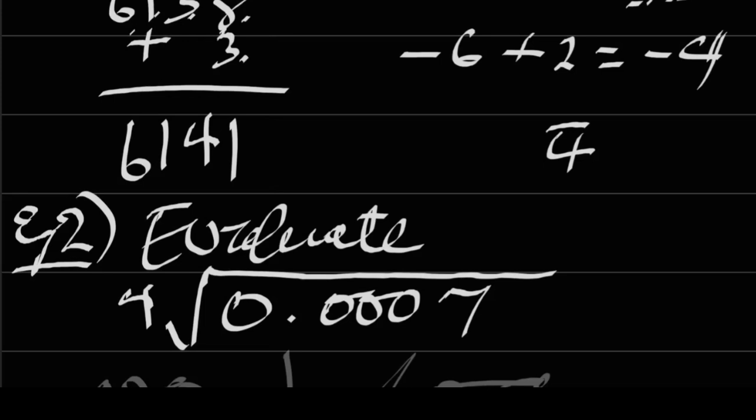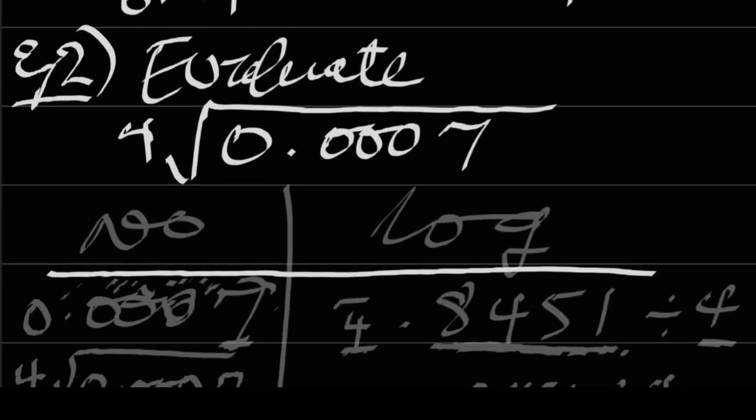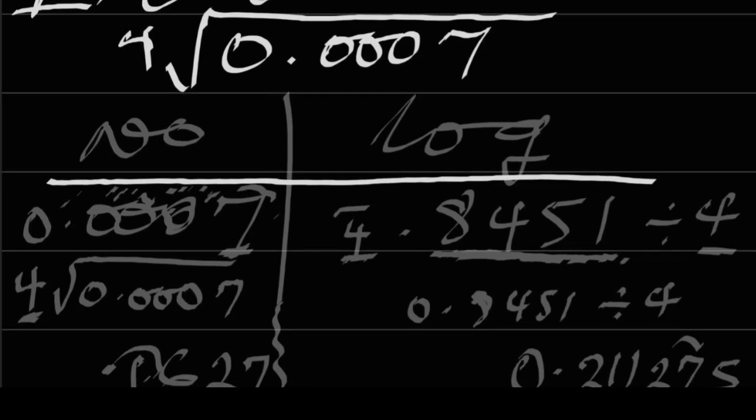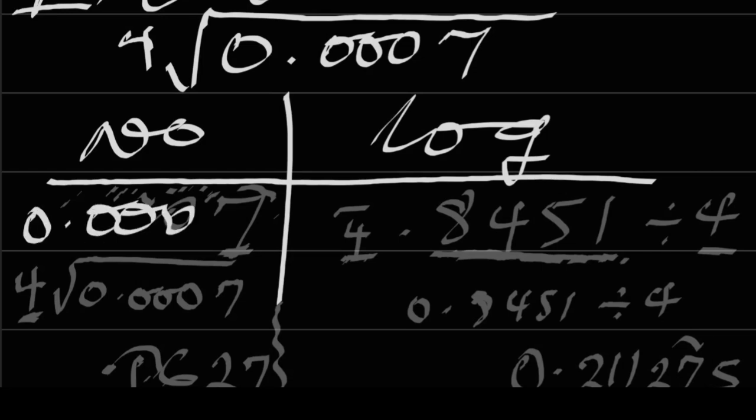As usual, we'll draw our lines. Here we have our number. Here we have our log. And this is the number 0.0007.